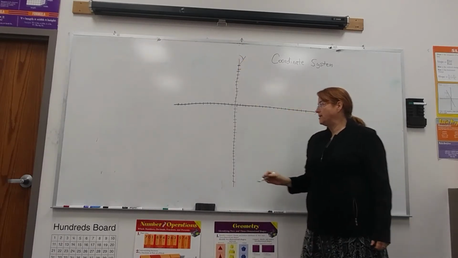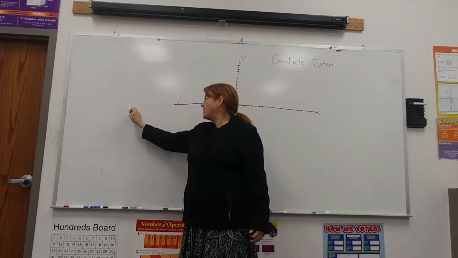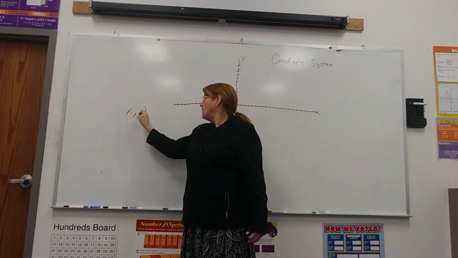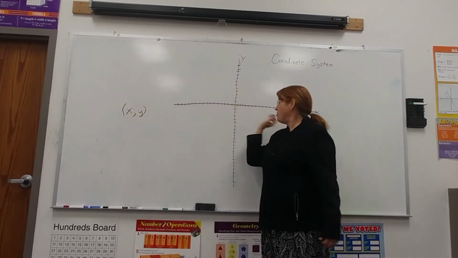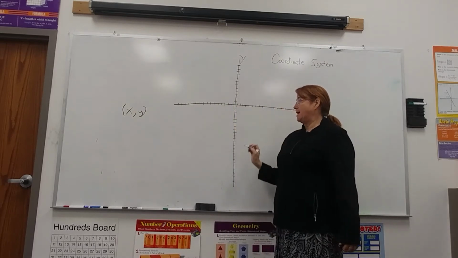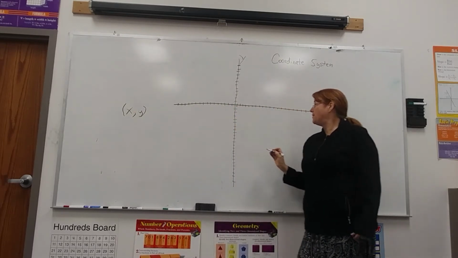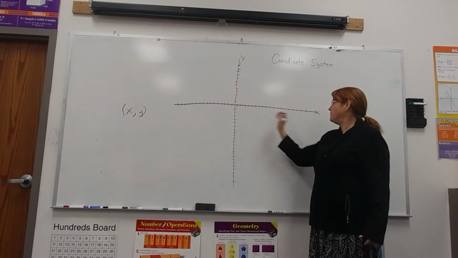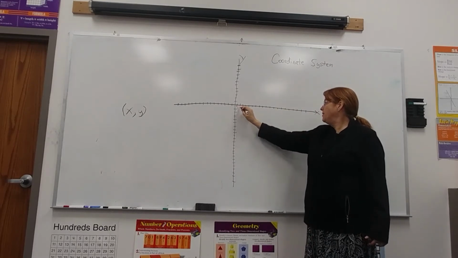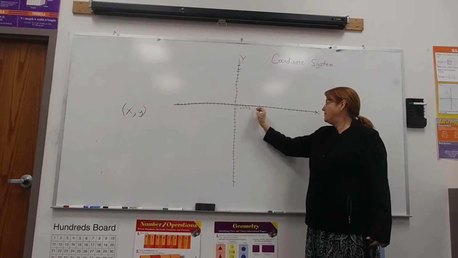When we write coordinates, we write them in alphabetical order, x, y. So we go back and forth first, up and down second. So the thing to know is that these are your positive numbers. I'll just do a few. 1, 2, 3, 4, 5, and so on.